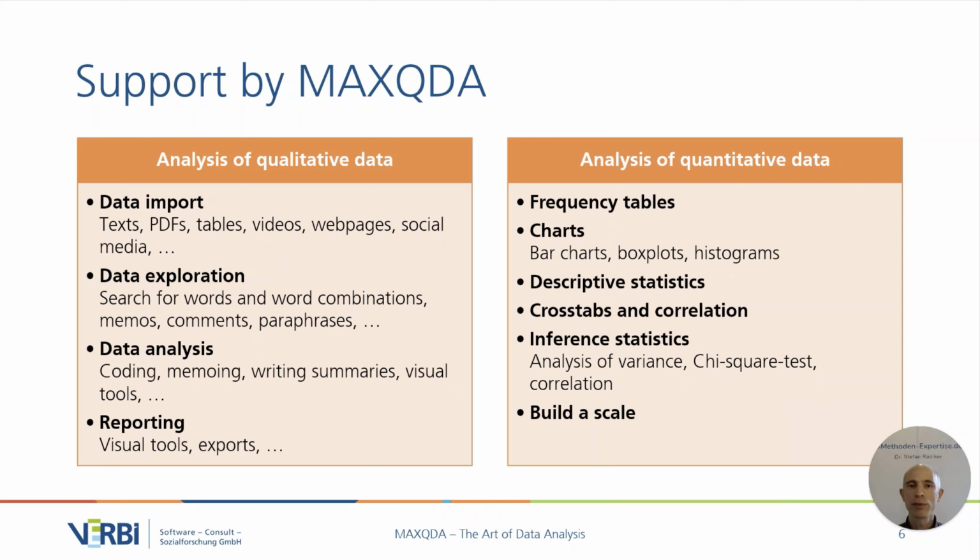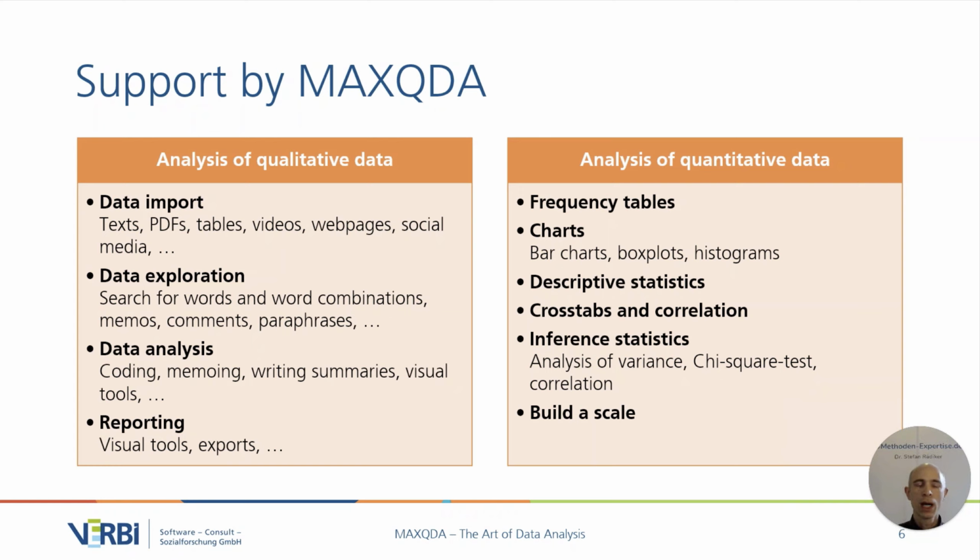Of course, there are lots of possibilities for analyzing qualitative data in detail. You can use coding, you can use memoing, etc. and reporting. But it is also possible to use MAXQDA to analyze quantitative data. You can create frequency tables, you can create charts like box plots, histograms, or of course bar charts. You can create descriptive statistics, you can create correlations, and you can perform inferential statistic calculations like the analysis of variance or calculate a chi-square test and perform hypothesis tests with correlation data.